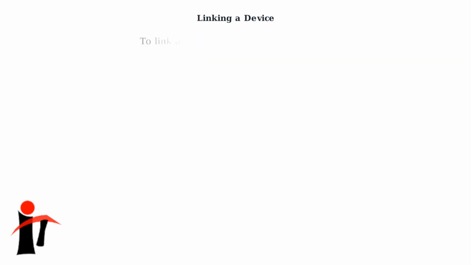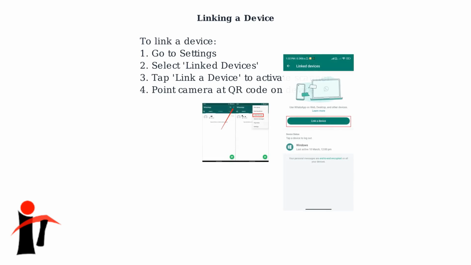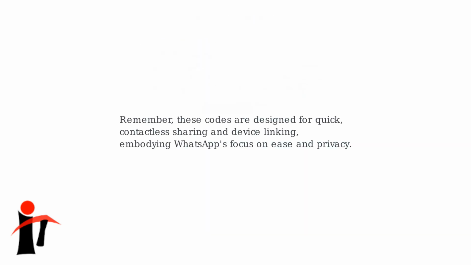To link a device, go to Settings, then Link Devices, and tap Link a Device to activate the scanner. Point your phone's camera at the QR code displayed on the device you want to link. Remember, these codes are designed for quick, contactless sharing and device linking, embodying WhatsApp's focus on ease and privacy.